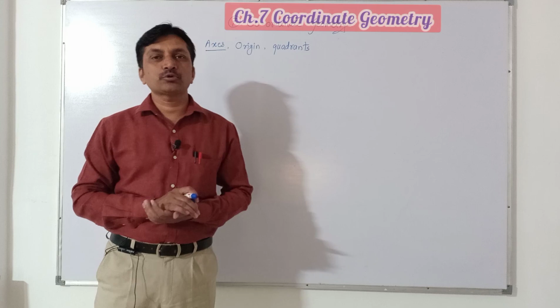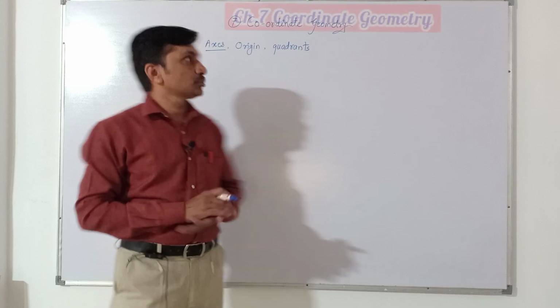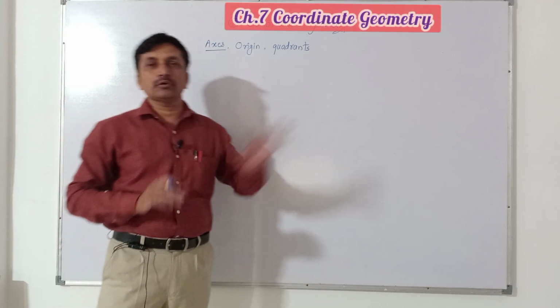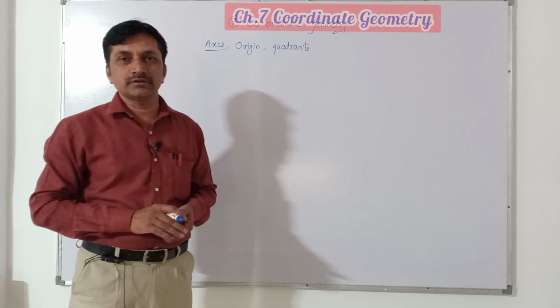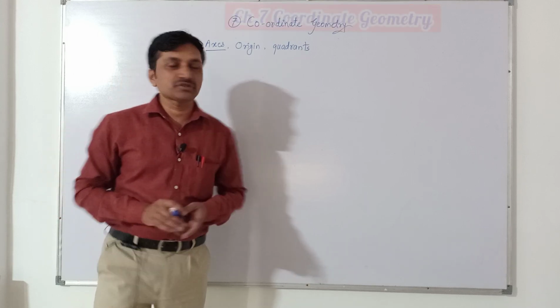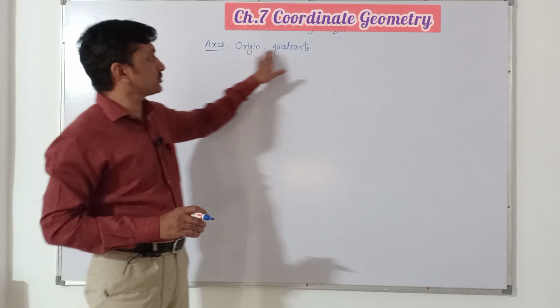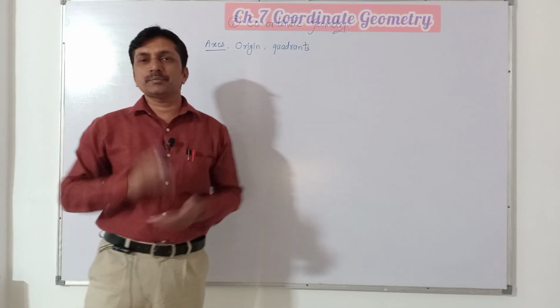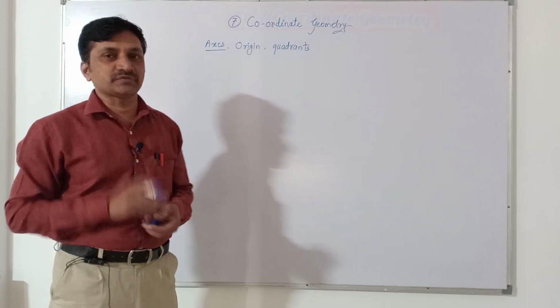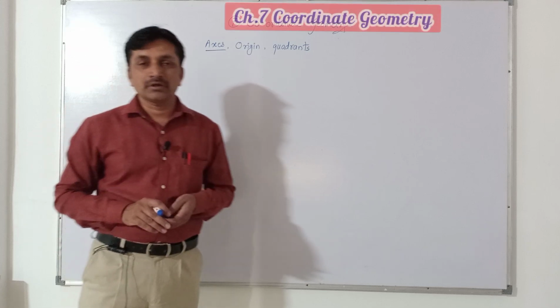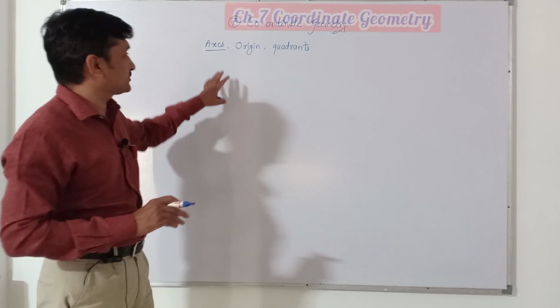Dear friends, today we are going to start chapter number 7, Coordinate Geometry of Maths 2 of Standard 9. First point of this chapter is axis, origin and quadrants. These are basic related concepts of this chapter. Let's see the meaning of these terms.